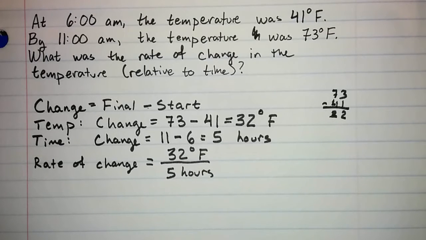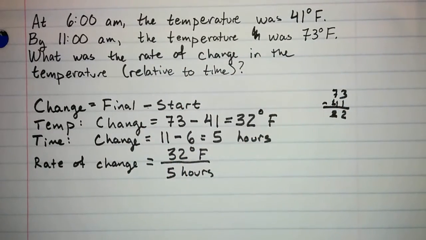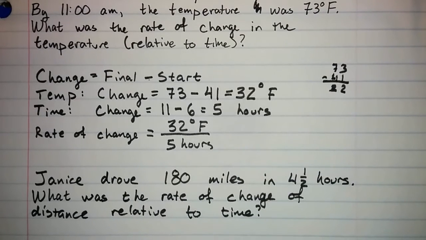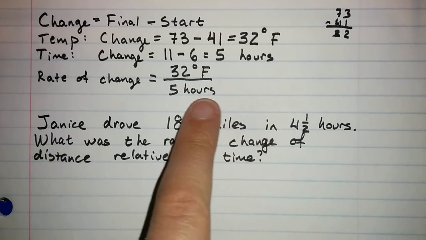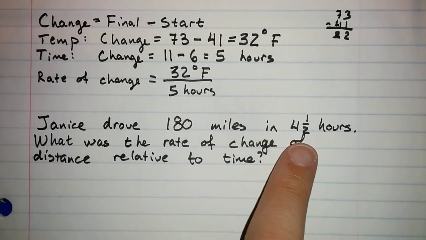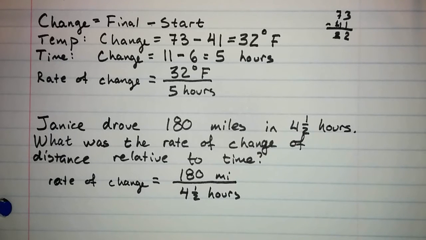Now, sometimes the way that the problem is given to us, we aren't told the final and starting values, we're just told the change. So, for example, we might be told that Janice drove 180 miles in 4.5 hours. What was the rate of change of distance relative to time? The 180 miles she drove, well, she went from having driven 0 to having driven 180 miles. So this 180 miles is the change in distance. This 4.5 hours is the change in time. So the rate of change is 180 miles per 4.5 hours. And again, we could simplify this like any ratio.